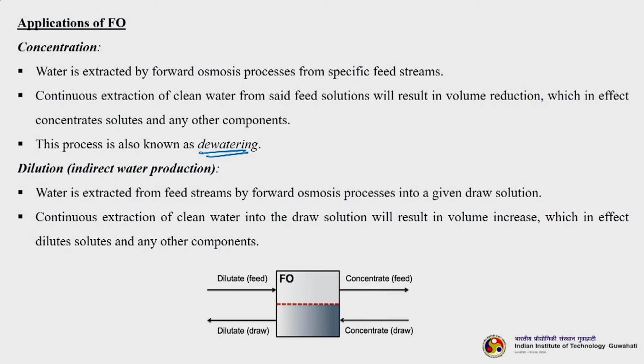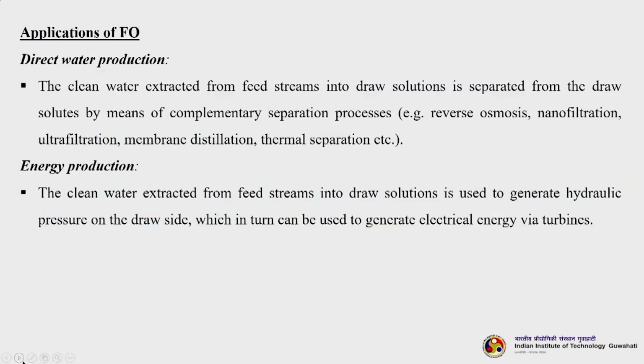The next is dilution, also called indirect water production. Water is extracted from feed streams by the forward osmosis process into a given draw solution. You can see here the diluted feed is being fed to an FO system, and we get the concentrated feed here. The concentrated draw solution is fed at the bottom side, and you get the diluted one here. Continuous extraction of clean water into the draw solution will result in volume increase, which in effect dilutes solutes and any other components.